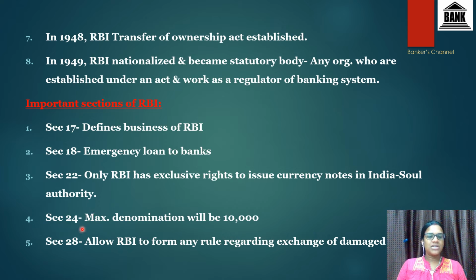Next is section 24. While printing currency, RBI cannot print money as such, like printing 10,000 crore or 100,000 crore. There are restrictions and norms for RBI for printing as well as issuing the currencies. So section 24 defines that the maximum denomination printed by Reserve Bank of India will be 10,000 rupees. A single note should be 10,000 rupees at most; the denomination should not go beyond 10,000 rupees.